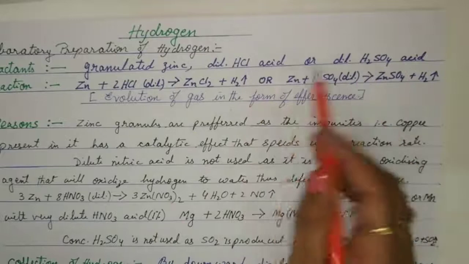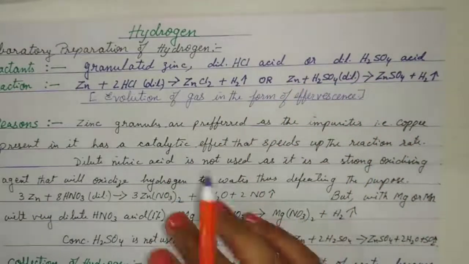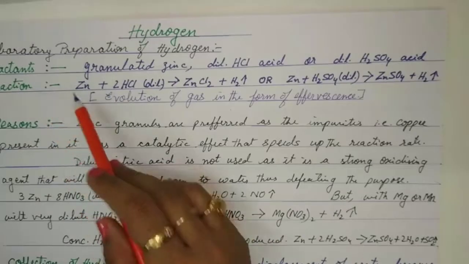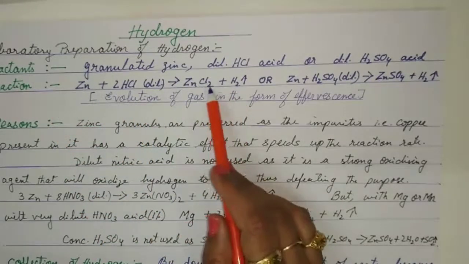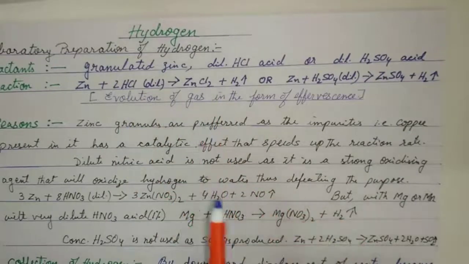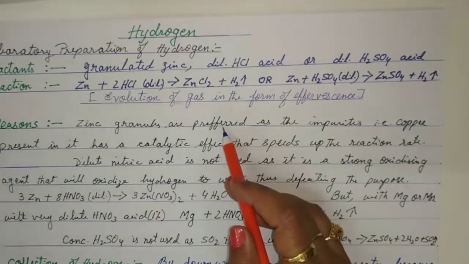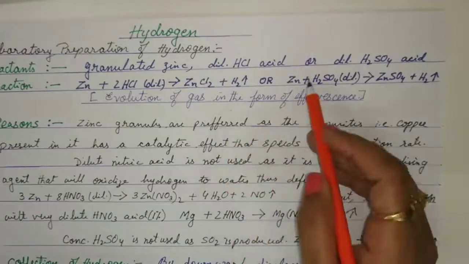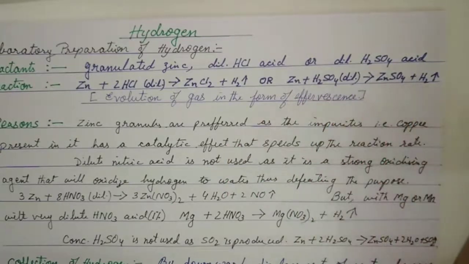And why only these two, dilute not concentrated? That also I will teach you. But first, the reaction: zinc will react with dilute HCl to give salt and hydrogen, zinc chloride. You should remember the mechanism, so it makes it easier for you to remember the reactions rather than mugging it up. Then zinc can react with dilute sulfuric acid to give you zinc sulfate and hydrogen.